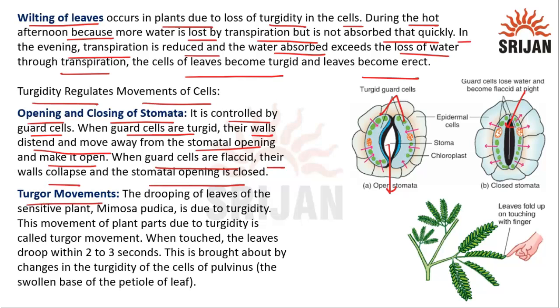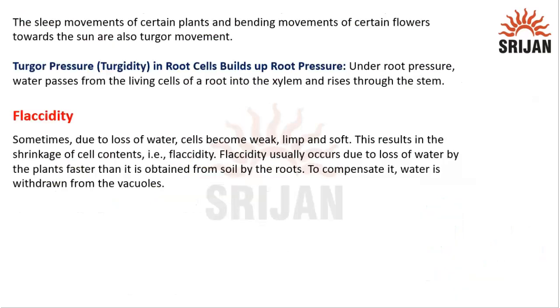Now turgor movements. The drooping of leaves of the sensitive plant Mimosa pudica is due to turgidity. The movement of plant parts due to turgidity is called turgor movement. So when touched, the leaves droop within 2 to 3 seconds. This is brought about by changes in the turgidity of the cells of pulvinus, the swollen base of the petiole of leaf. So when the leaves of Mimosa pudica or touch-me-not are touched by finger, they droop within 2 to 3 seconds.